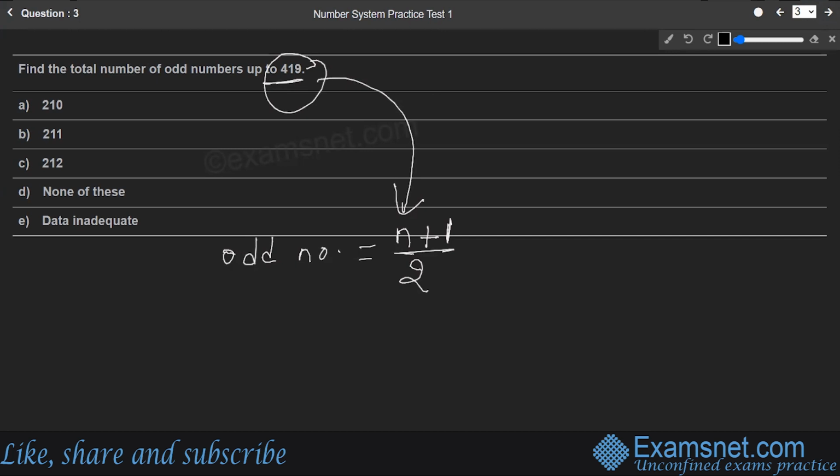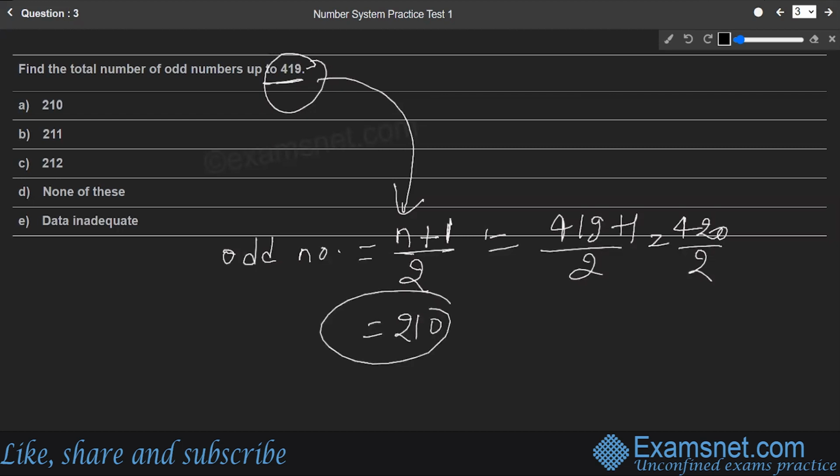So if we put the 419 value into the n, we're going to get 419 plus 1 divided by 2, which is nothing but 420 divided by 2, and which gives us 210. So the total number of odd numbers till 419 is 210, available in option number A, and becomes the right answer.